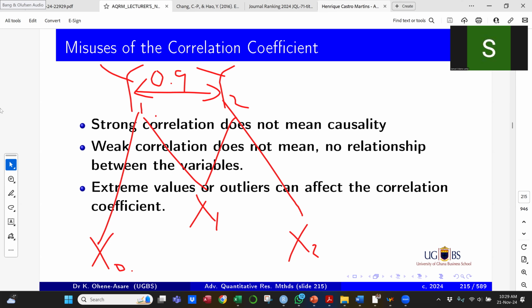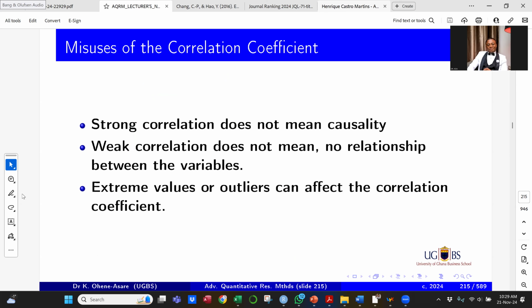So just understand that correlation does not imply causality. Another thing is that weak correlation doesn't mean no relationship. So the fact that you have a weak correlation of 0.3 or 0.2 doesn't mean that there's no relationship at all. There's something that you've got to explore further. Another thing is that extreme values, which are also called outliers, can affect correlation coefficients. And you will see this as you go further in this.